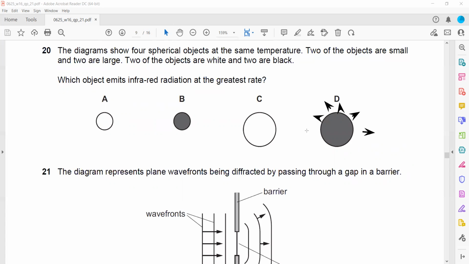Dull and dark surfaces are good absorbers and good emitters. And D is larger than A and B. So when we compare, A and C are shiny surfaces, B and D are dull and dark. Which has the larger surface area? D has a large surface area, so it will emit more energy every second compared to B. B will emit too, but because its surface area is small, the amount of energy released will be less.